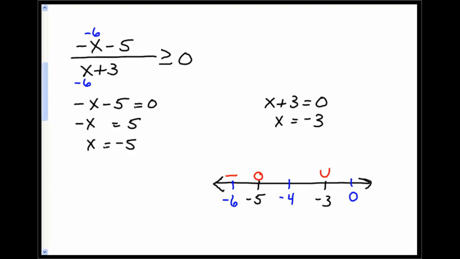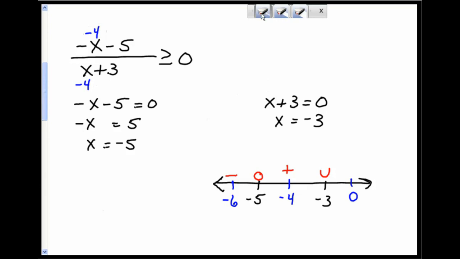All right, let's do the same thing with -4. So replacing -4 with our x. So the opposite of -4 is 4. 4 - 5 is negative. -4 + 3 is negative. Negative divided by negative gives us a positive sign.